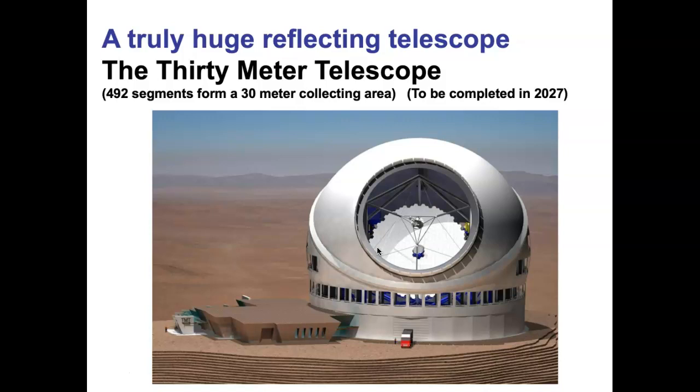So instead of making one mirror that size, they're basically going to make 492 small mirrors, and then they're going to tile those mirrors together to create a mosaic. And once you tile all those mirrors together, the overall shape will bend the light and focus the light perfectly to create a clear and focused image. So this thing is going to be absolutely massive.